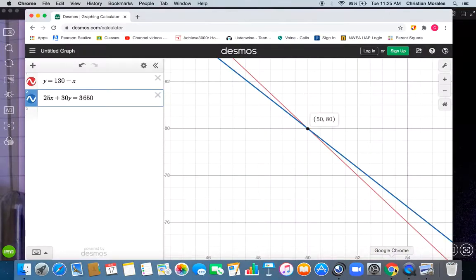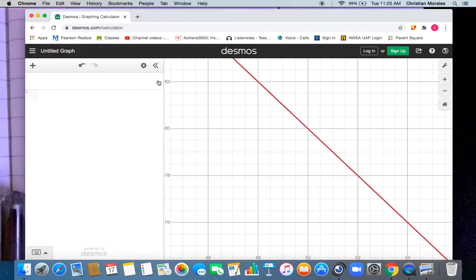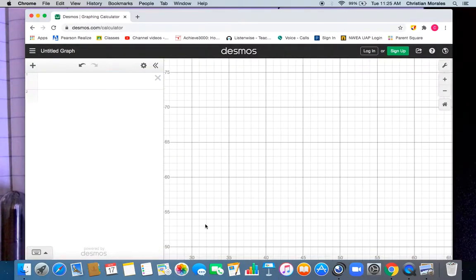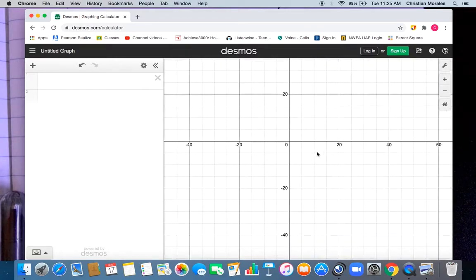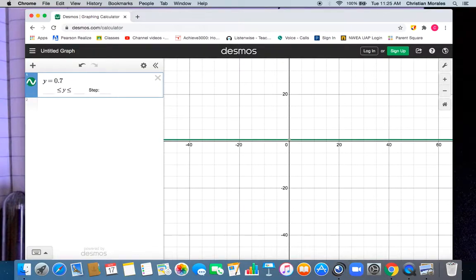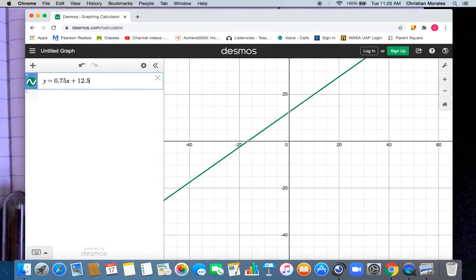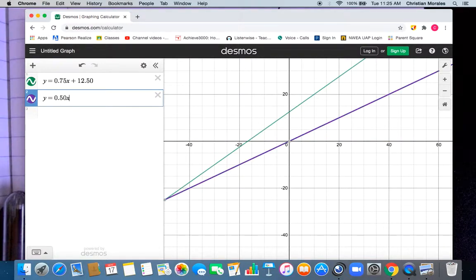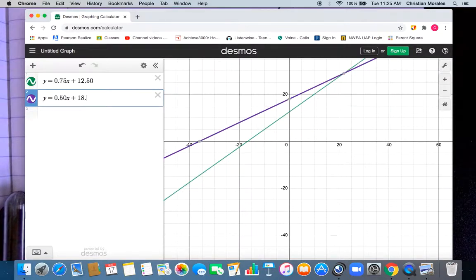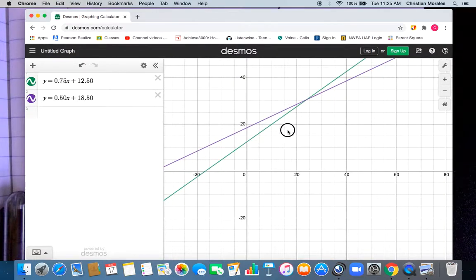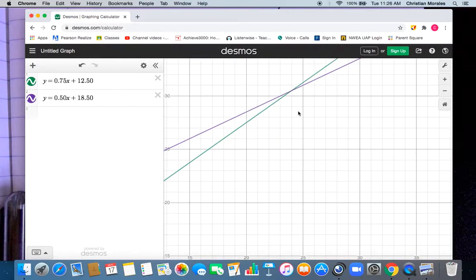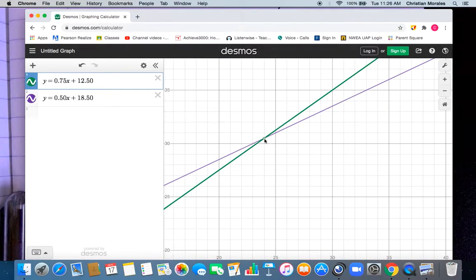So let me go to Desmos. I'm going to get rid of these equations. Okay. I'm going to zoom back down, hopefully. Yeah, here we go. Zoom back down here. All right, and let's type in the equations. So y equals 0.75x plus 12.50, and y equals 0.50x plus 18.50. Okay, so you see that the first amusement park is cheaper until you get to here, right there.